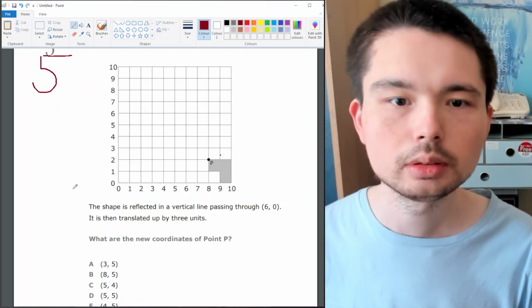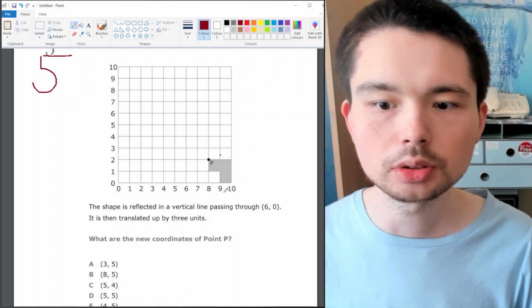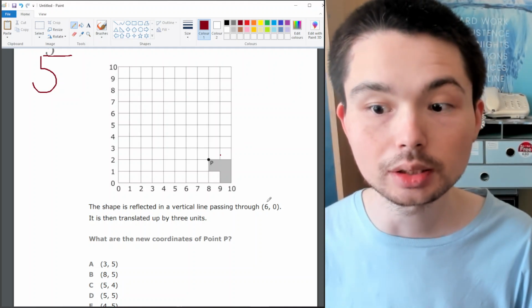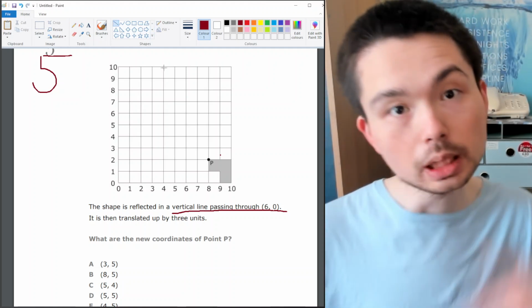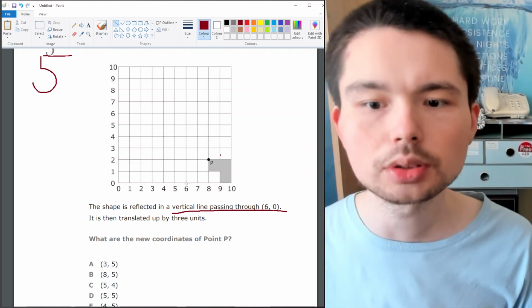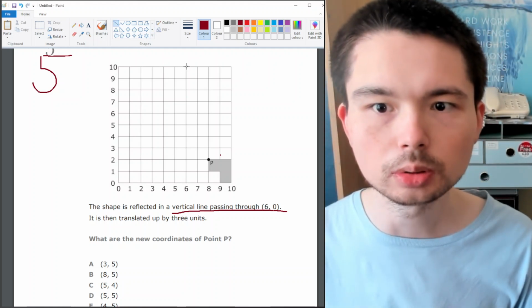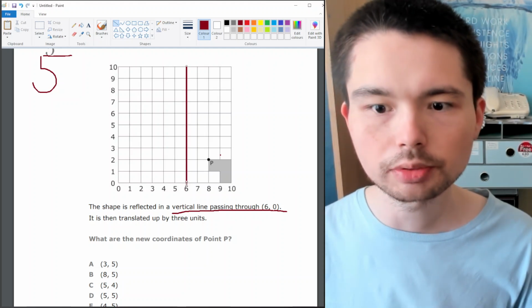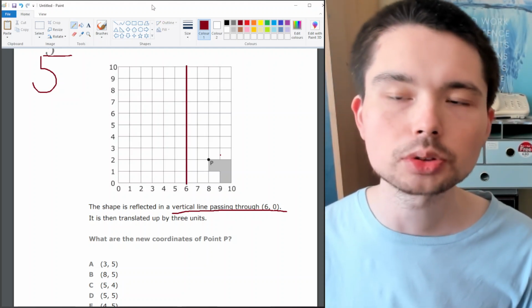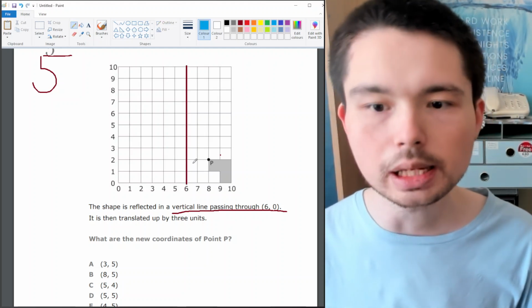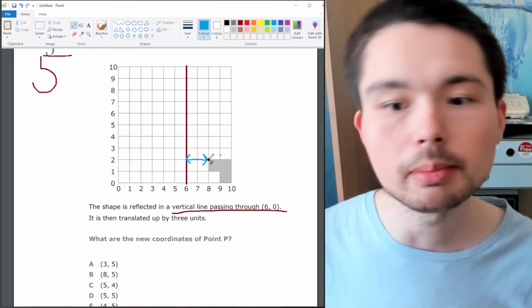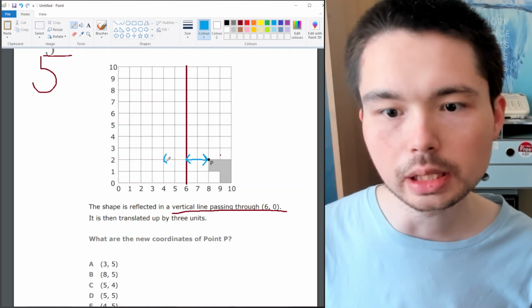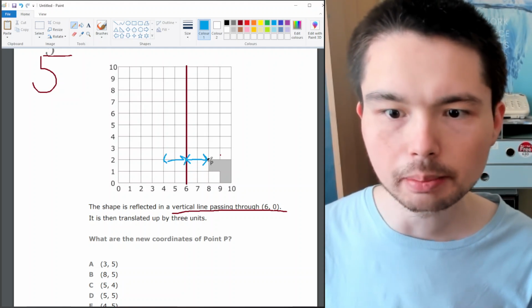Question 5. The shape is reflected in a vertical line passing through 6, 0. We need to draw that straight away. Vertical means going down. 6, 0 is here. Draw it with me. When we say reflect, we mean a mirror line. What's a really cool way to do this? You see that point P. If it's a mirror, it just means the same amount of gaps on the other line. That P will go here.